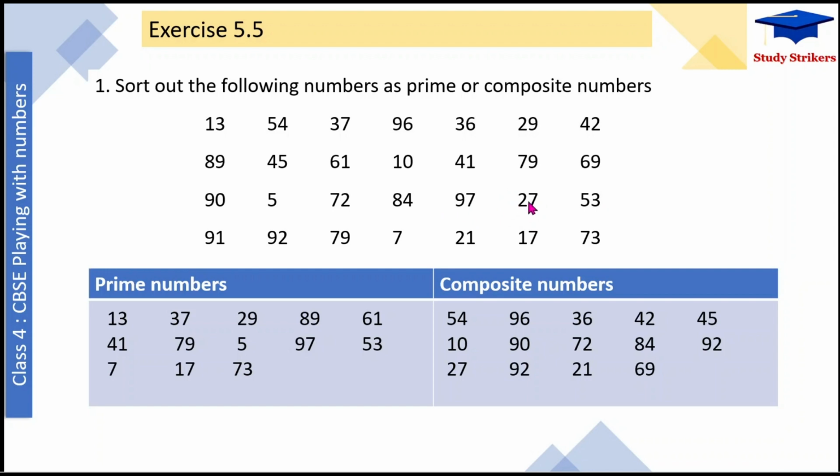27, which is again divisible by 3, is a composite number. 53 is a prime number. It is divisible by 1 and the number itself. 91 is a composite number. 92 is a composite number. 79 is a prime number. 7 is another prime number. 21 is a composite number. 17 is a prime number. And 73 is a prime number.